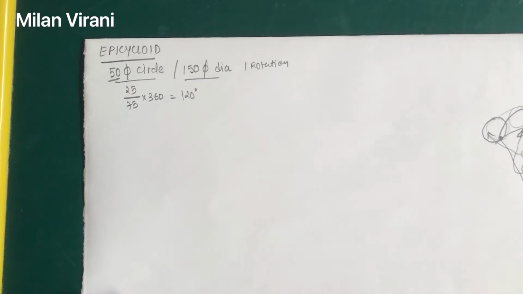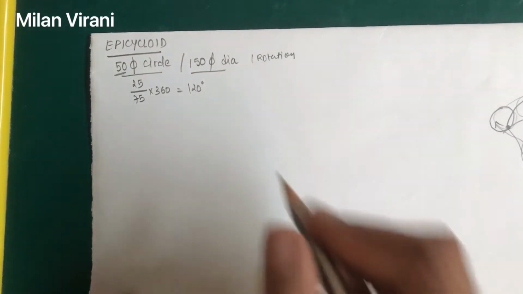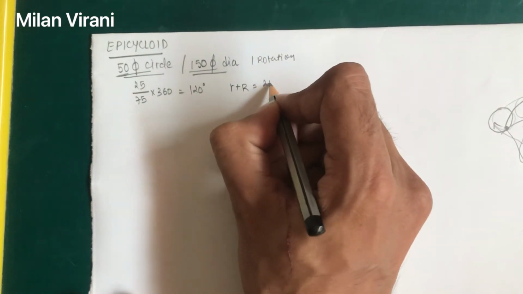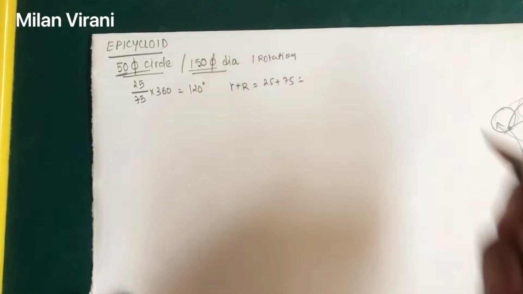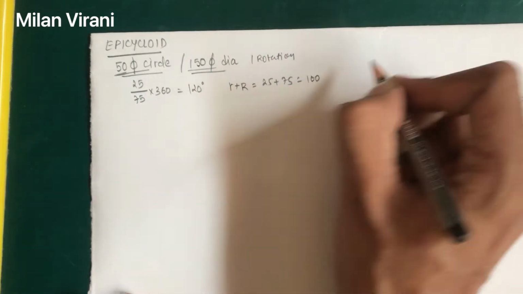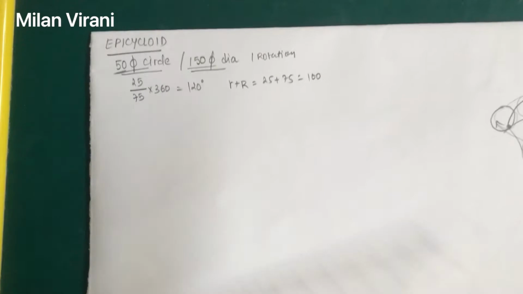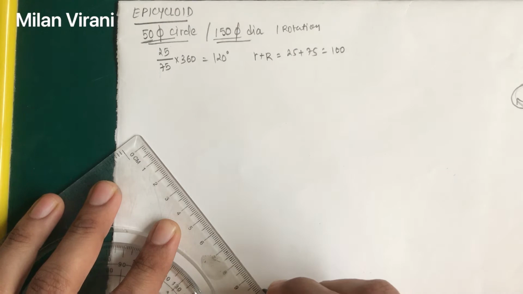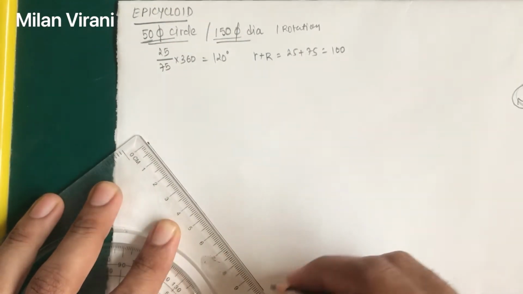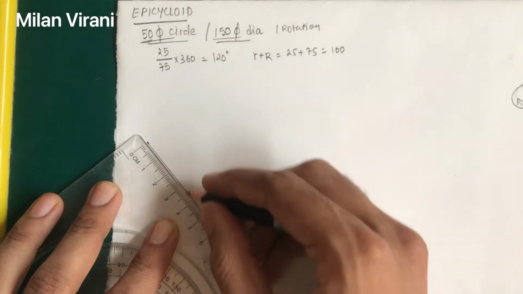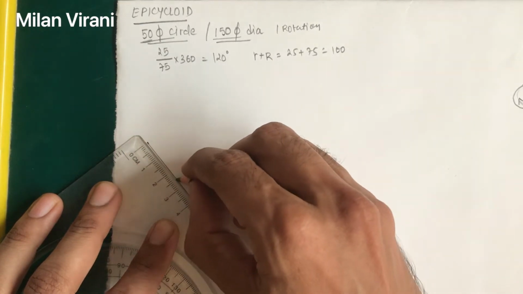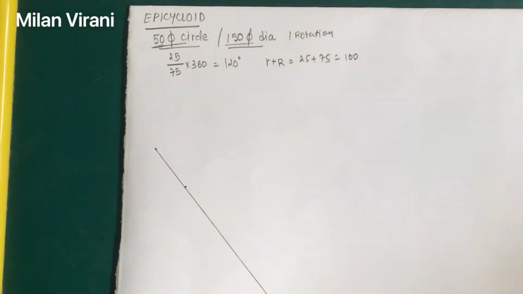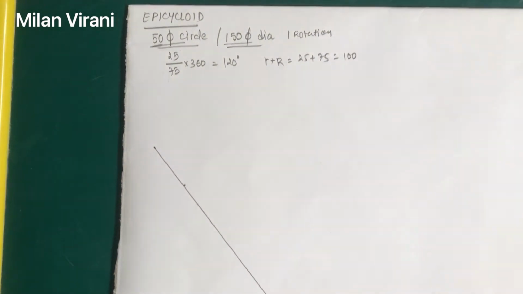Now initially we will draw one arbitrary line with the length of the radii of these two, so the radius of the smaller circle plus the bigger circle. So 25 plus 75, it is 100. I will draw one arbitrary angled line with 100 length. So this one is the 100 long line, and here is the 25 radius and finally here is the 75. So this one is the radius for the circle.